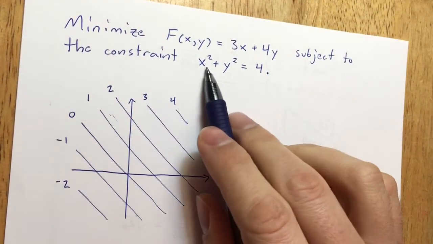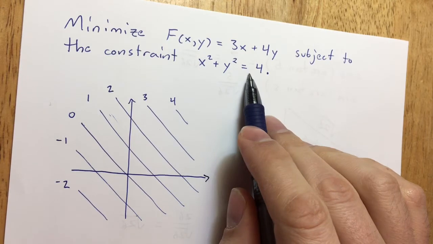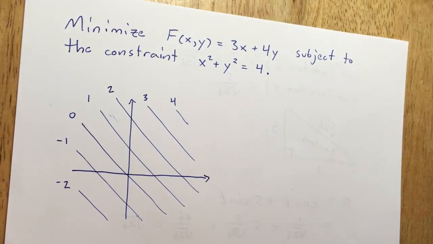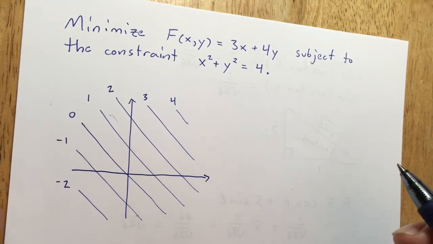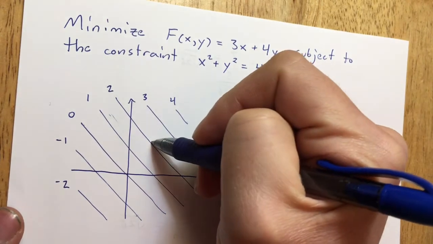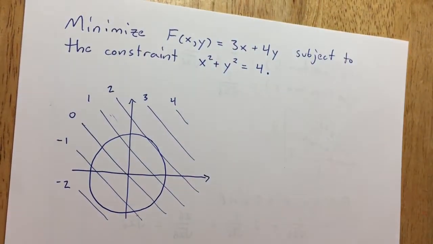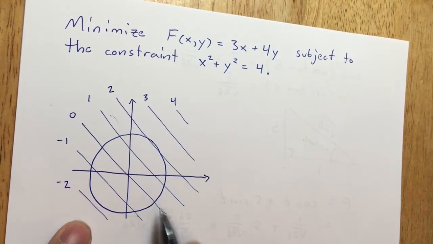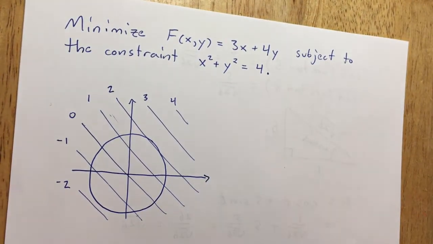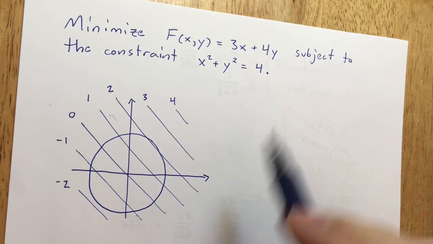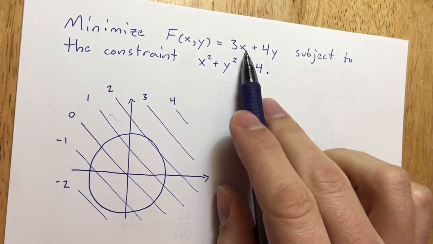And then we also have our constraint, x squared plus y squared equals 4. Well, we know what that is. That's a circle of radius 2. So let's just draw that here, like this. That's our constraint, okay? So what we want to do is investigate where on this circle, subject to this constraint, does this function have a maximum and a minimum?